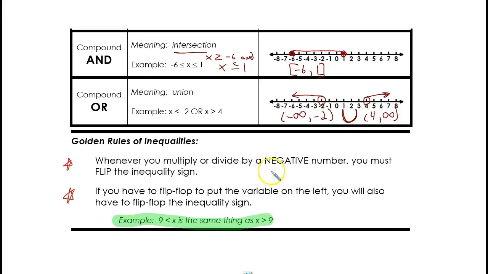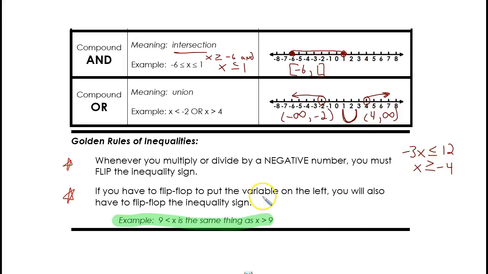Whenever you multiply or divide by a negative number on both sides of the inequality, you must change the direction of the inequality. So if I have, let's say, -3x is less than or equal to 12, and I divide both sides by -3, then the direction of the inequality changes as well. So it'd be x is greater than or equal to -4.